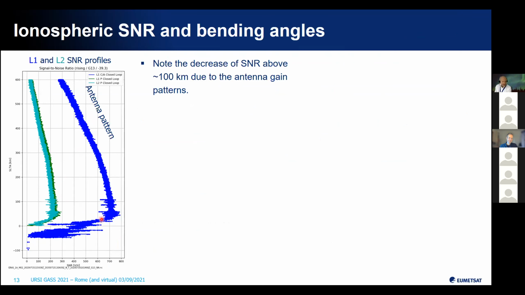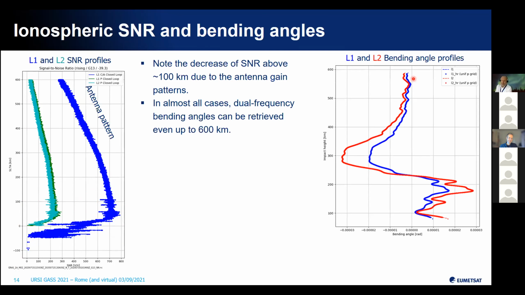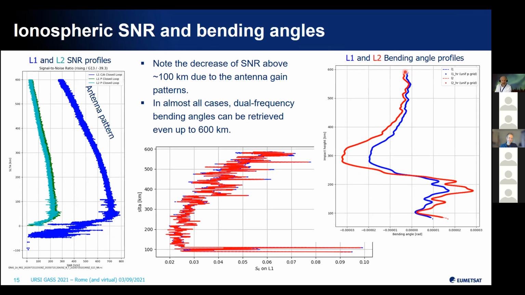Here is the signal to noise ratio for L1 and for L2 as a function of height. You can see that the maximum of the signal to noise ratio is in the neutral atmospheric part. But then we can measure really nice signal fluctuations here. Then you can see that the signal to noise ratio starts to decrease because of the limitation of the antenna pattern. Despite this, we were able to provide bending angle profiles on both frequencies up to 600 kilometers, and also scintillation profiles at a high rate, 50 Hertz in this case.